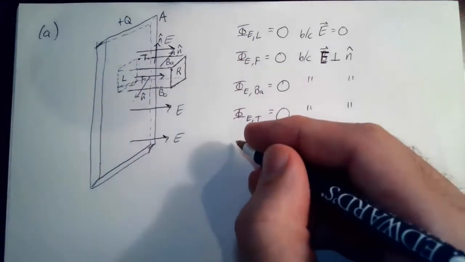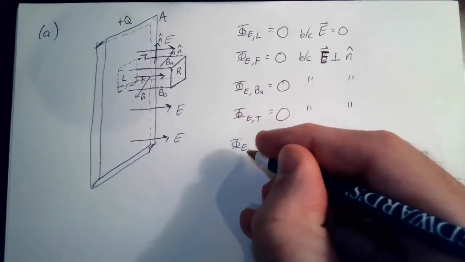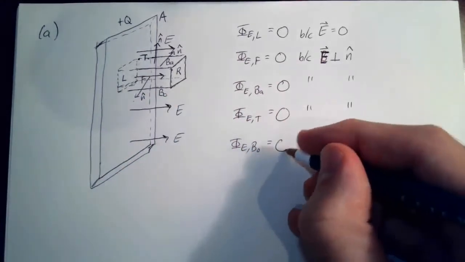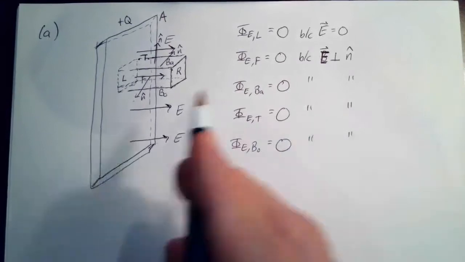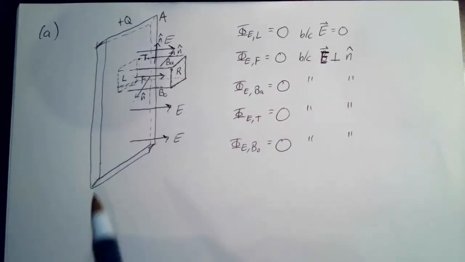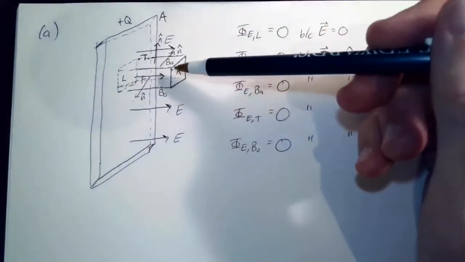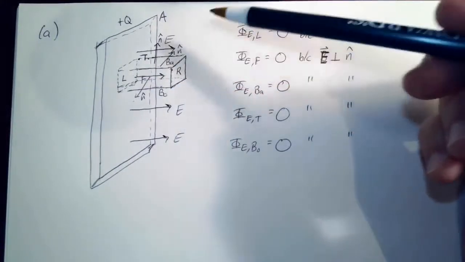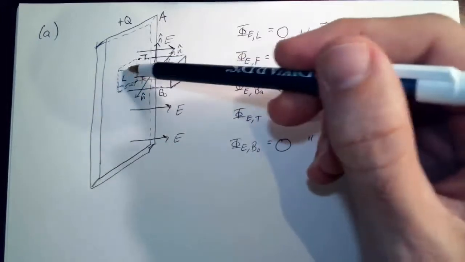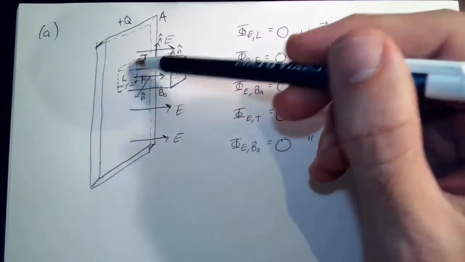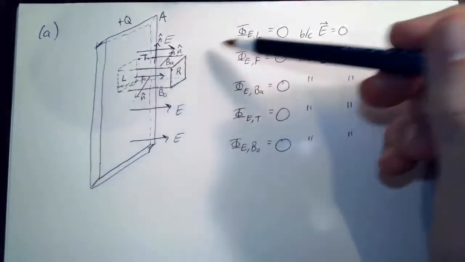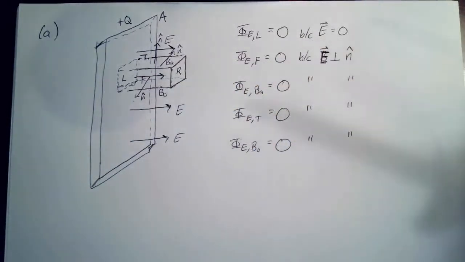And then for the bottom, same argument, 0, because the electric field is just skimming along the face. So the only face of this box that has any flux is going to be the right face. And that's the reason why this box was chosen. This shape, and also putting one face inside the conductor, is to really simplify the calculation for the flux.